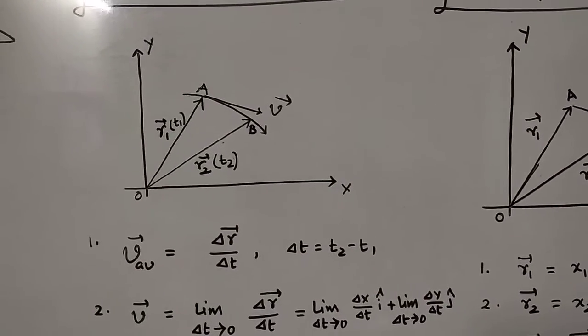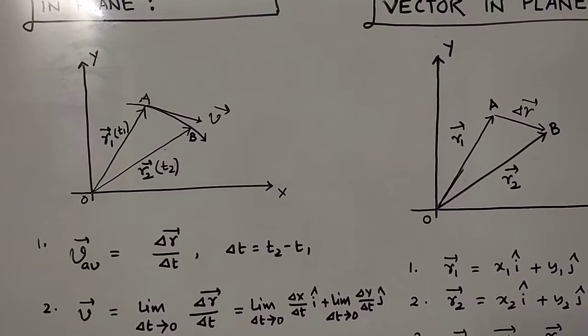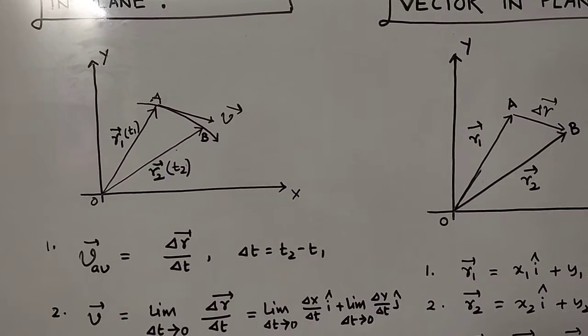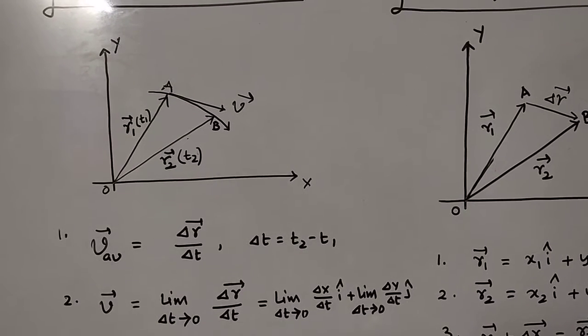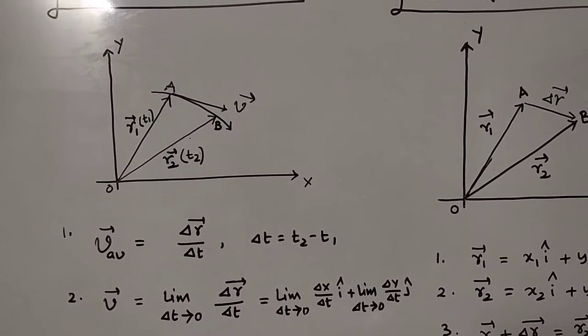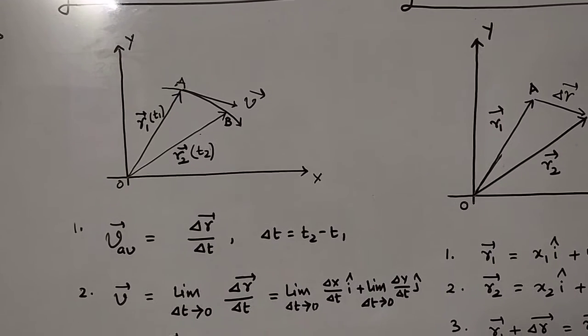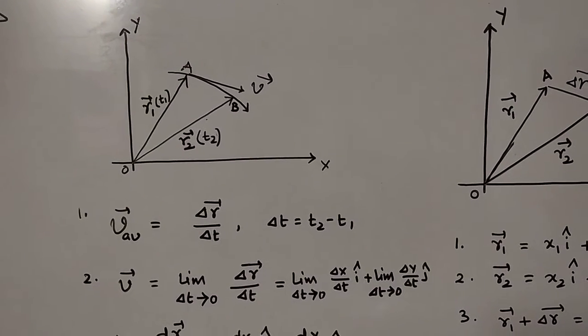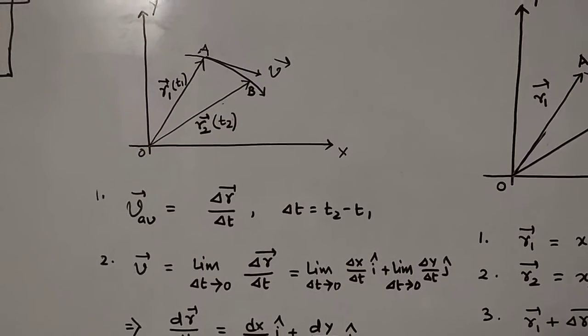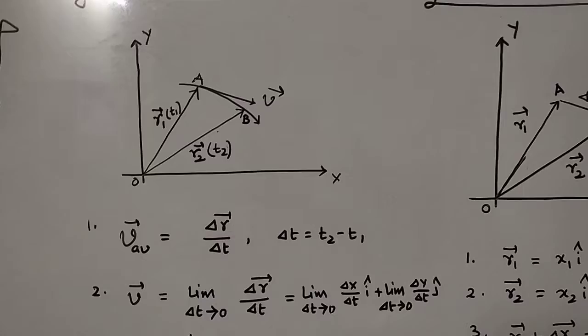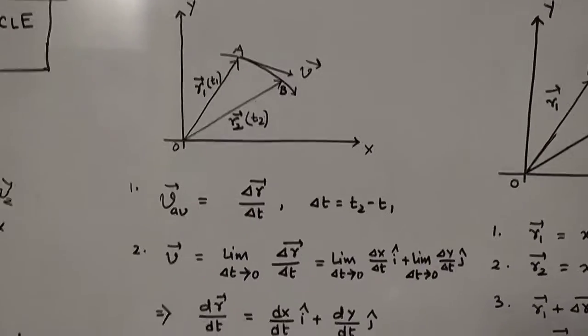So let me define. The diagram is almost the same. You can draw this diagram here also. So average velocity is nothing but delta r vector by delta t. Delta t is your t2 minus t1, and delta r vector is nothing but your AB vector, as in this figure. Now you can get the instantaneous velocity from average velocity by considering the limit delta t tends to 0.